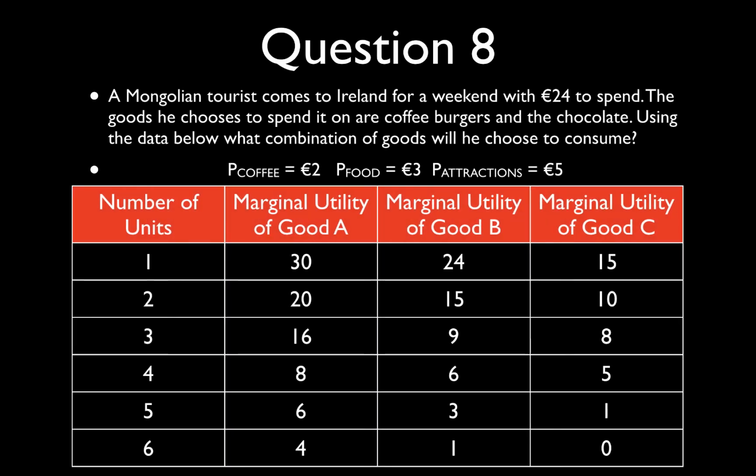Now, I suppose the final one of these questions in this series, and then we have 2 different ones in the next video. So a Mongolian tourist comes to Ireland for a weekend with €24 to spend. All right, he can spend his money on good A and/or good B and/or good C, and this is the price of each of those. So again, I'd ask you to pause the video, see if you can work out the quantity of each good this Mongolian tourist should buy at these prices and these different marginal utilities in order to maximize his total happiness.